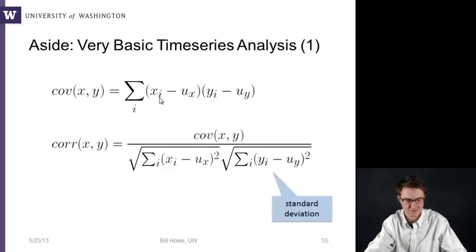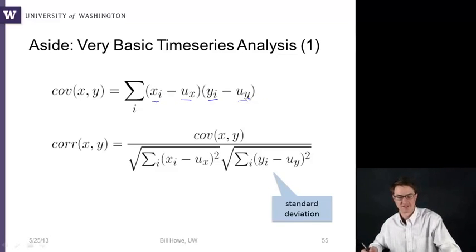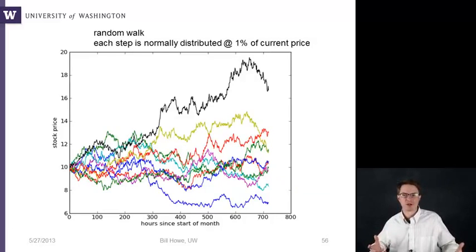All right, so you take the data point xi and subtract the mean of x and multiply that by yi minus the mean of y and add all that up, and that's the covariance. And then you divide the covariance by the standard deviation of each data set multiplied by each other, and so this gives you a correlation. Okay, so what does this experiment look like?